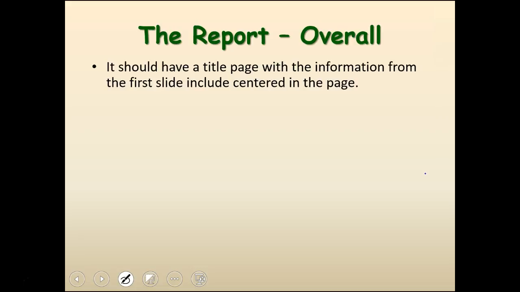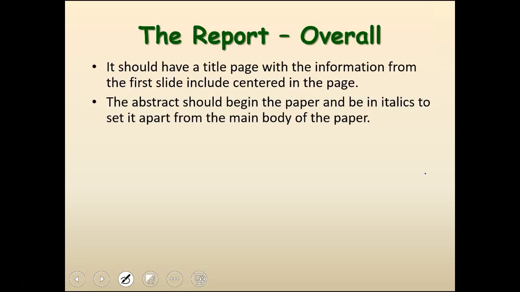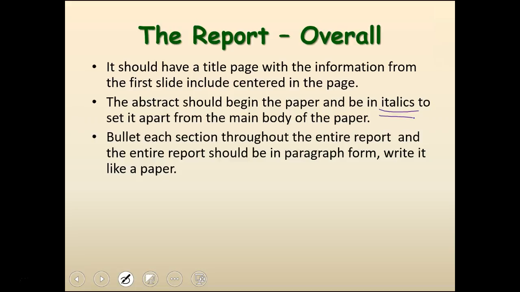So the report overall. It should have a title page with information from the first slide. Remember, we saw that on the very first slide, centered in the page. The abstract should begin the paper and be in italics. Notice it says italics right there. Make sure that you do that because we want to set it apart. It's something that in most papers gets published separately as well. Okay, we're going to bullet each section through the entire report, but that doesn't mean that I bullet and indent all of the way, okay? As a matter of fact, I would rather not say bullet. I would say title each section more than bullet. So why don't we title each section?